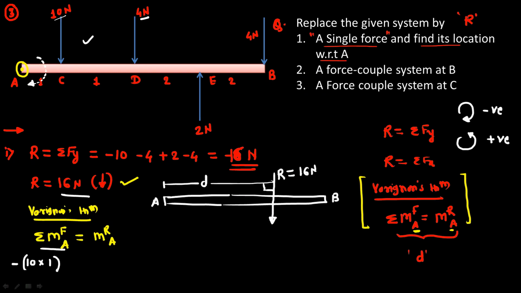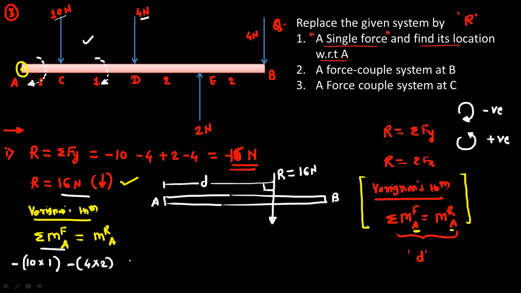Then next is 4 Newton. Then perpendicular distance is 1 plus 1, which is 2 meter. So 4 into 2. And again this rotation will be clockwise, so it is minus.